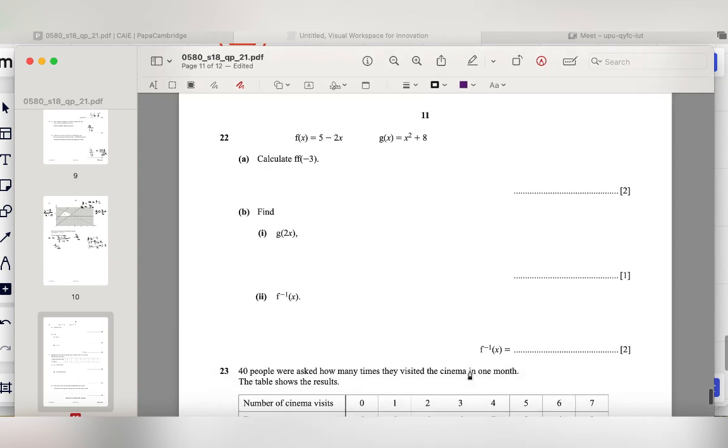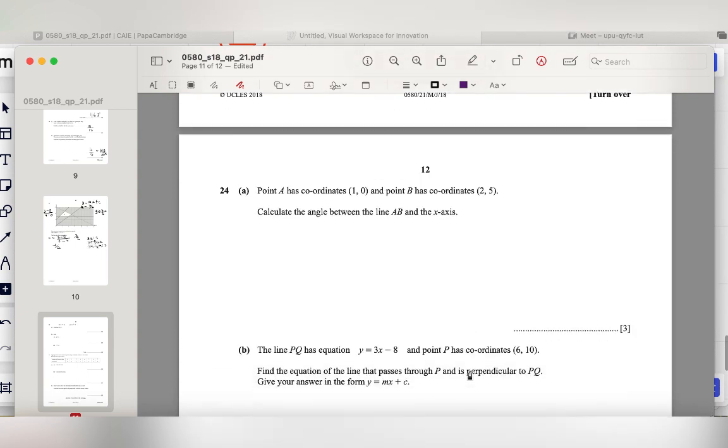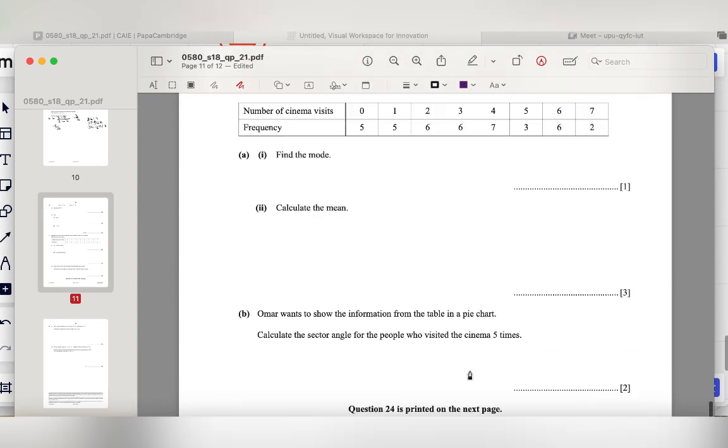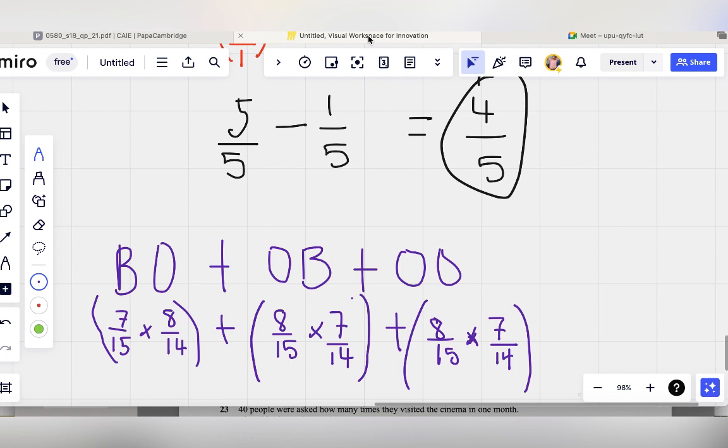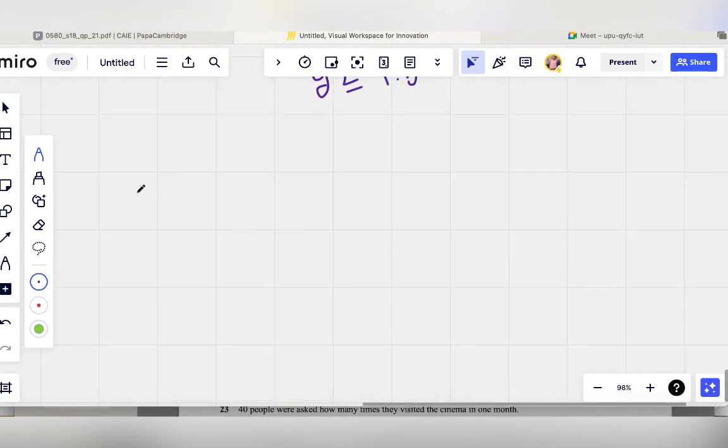Now we go to this one, functions. Let's quickly look at the functions, and I think after functions we just have one more question and then we're good to go. Now let's take a look at functions and let's be fast about this one. Question 22: f of x is equal to 5 minus 2x.